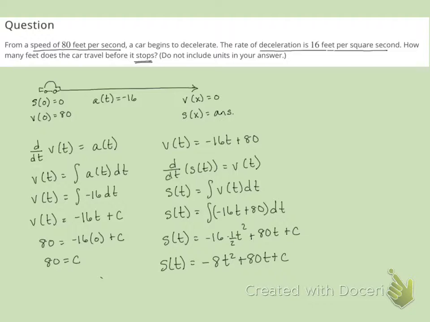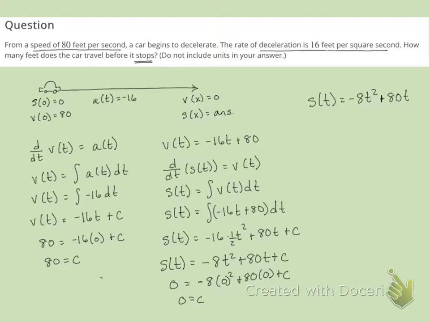And we know that at the very beginning, our position was 0 feet. So s of 0 equals 0. So we know that this is 0 when t equals 0, which means that c equals 0 in this case. So we have the position function, s of t equal to -8t squared plus 80t.